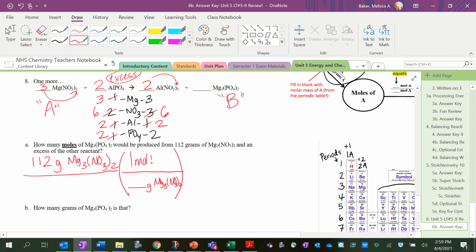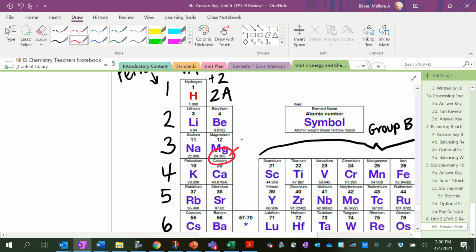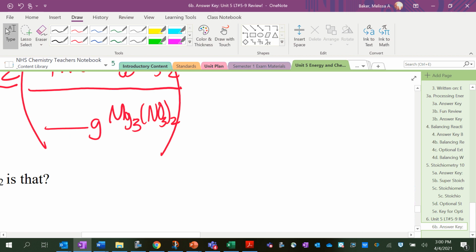is equal to 1 mole of Mg3NO32. Okay, we can do this. Mg. So Mg is 24.305 times there's 3 of them. So let's just do that part first. 24.305 times 3. So Mg times 3 equals 72.915. Let me go back and look at this.